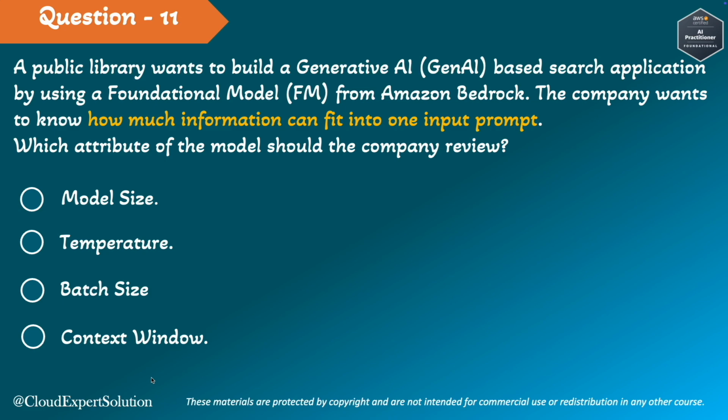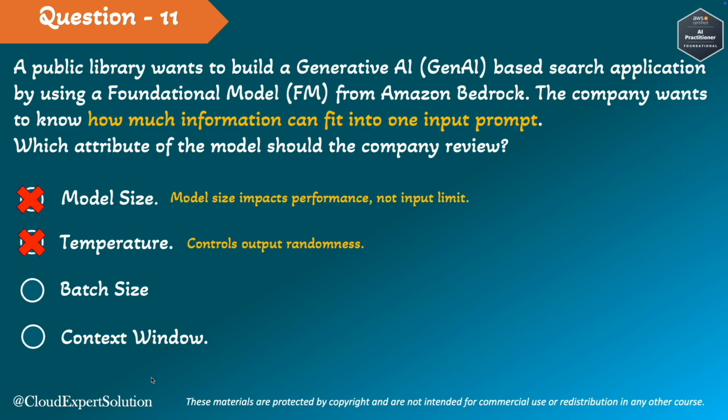The option 1 is saying model size. Model size relates to the model's overall capacity and complexity. Model size impacts performance, but this is not directly related to input limits or the input prompt length. Hence, model size is not the correct option. Option 2 is temperature. Temperature controls the randomness of the output and this is not the input prompt length. Temperature affects creativity but not the input size. Hence, temperature is also not correct.